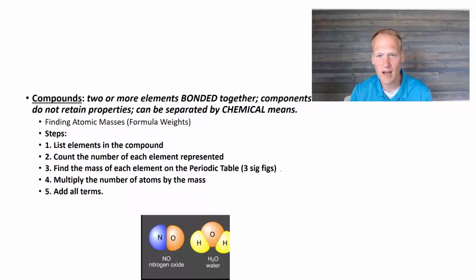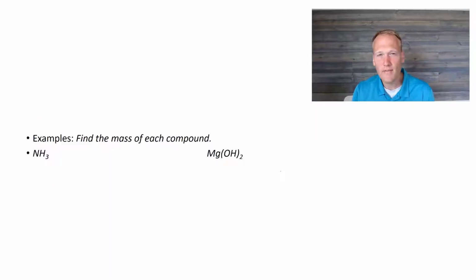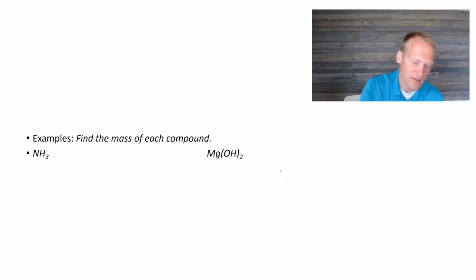One thing we pause and do here during compounds is talk about how to find an atomic mass or a formula weight of any molecule. The way we do this is we list the elements in a compound, we count how many of those atoms we have of each element, and then we find the mass of each element from the periodic table, and then basically we add them all up. So let's take a look at this. If we have ammonia, which is NH3, we have 1 nitrogen and 3 hydrogen.